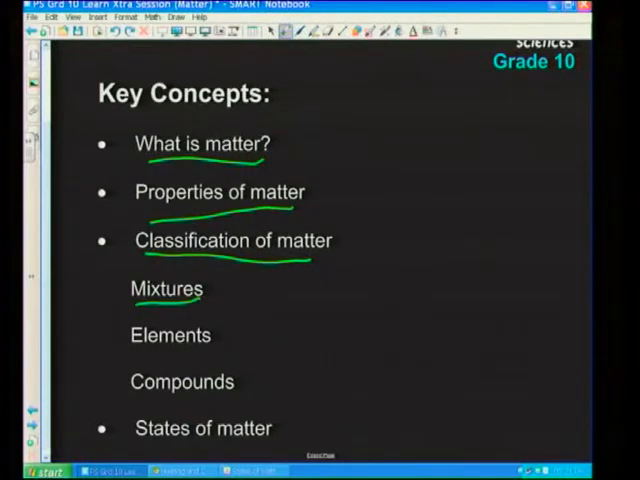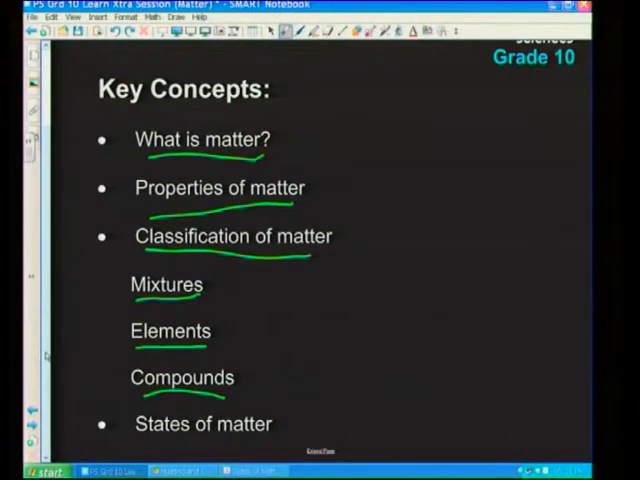Then we're going to look at pure substances, which include elements and compounds. We'll have quite a lot to say about those. And then we'll notice that all of these examples of matter come in different states. So we'll talk about the states of matter as well. Right, now that's an overview for what we're going to be looking at, but let's start with being really concrete.